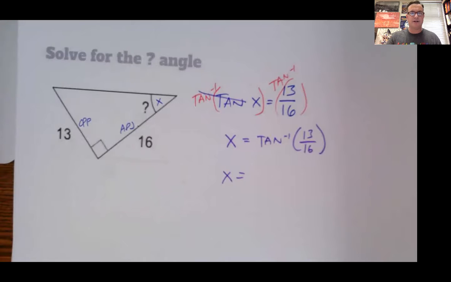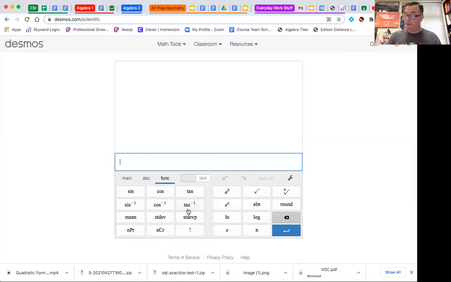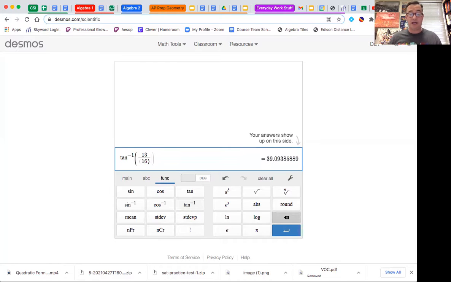So I'm going to move us to our calculator so that you can see it. This is the Desmos calculator that we've been using. Now we have our three regular functions, sine, cosine, and tangent on here. We want to go to the function button to take us to our inverses when we do this. So I'm taking the inverse tangent of 13 over 16, making sure that the parentheses are in the right spot, and that will give me 39.093, and so on. I always go to the hundredths place afterwards so we can have enough accuracy. So 39.09 degrees is what we're looking at for this answer.